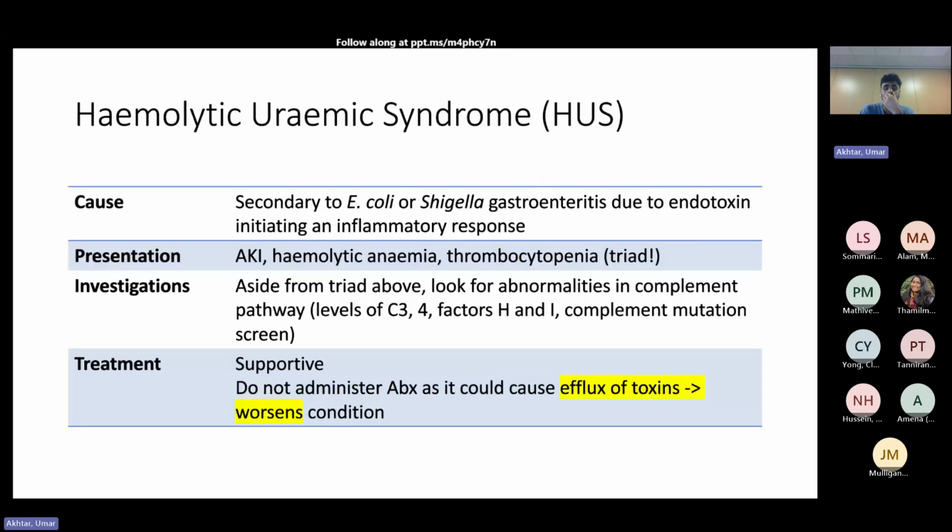Okay. So secondary is E. coli or Shigella as well, and it's that endotoxin initiating the inflammatory response. The triad is AKI, hemolytic anemia, and thrombocytopenia. There's an investigation set you could do. You could look at the complement pathway, because this E. coli causing HUS is a secondary cause, and it is the most common, but the primary cause of hemolytic uremic syndrome is actually due to complement dysfunction, so problems with the levels of C3, C4. So that could be part of your investigations list. And then treatment is supportive, so do not administer antibiotics. It could cause an efflux of the toxins, which worsens the condition.